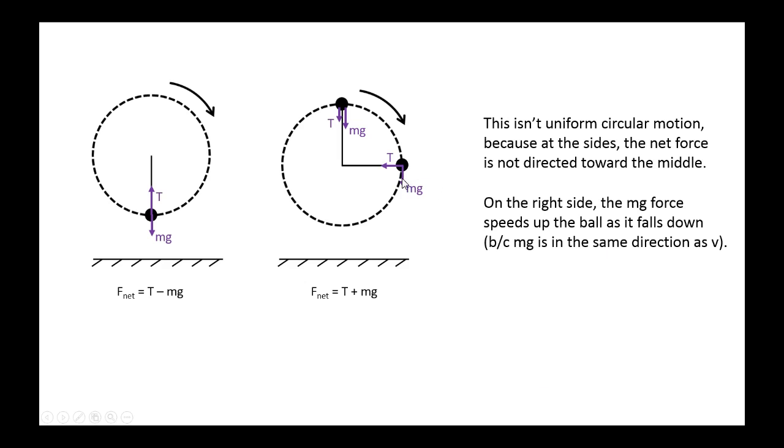Because the mg force is in the same direction as velocity. You're going down this way, and you're getting pushed in the same direction, which speeds you up. The T force is responsible for turning the ball at this point. Mg is speeding the ball up at this point. So it's not possible to go around at a constant speed in this simple scenario where you've got a string connected to a ball.